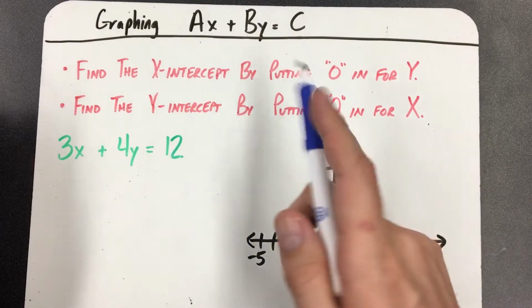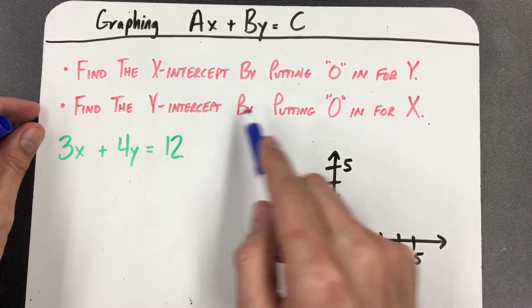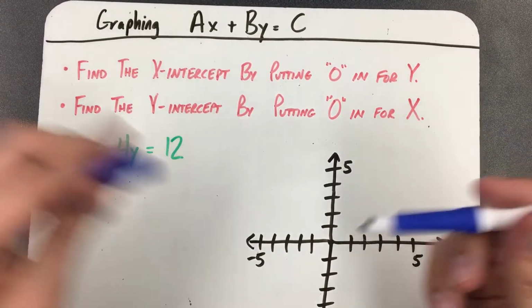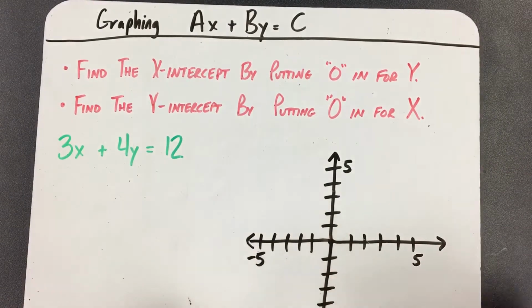And then the opposite also works. To find the y-intercept, put 0 in for x. So it's basically just a little substitution question. You're going to do two little miniature equations. It shouldn't cause you too much panic. Let's do the first one.